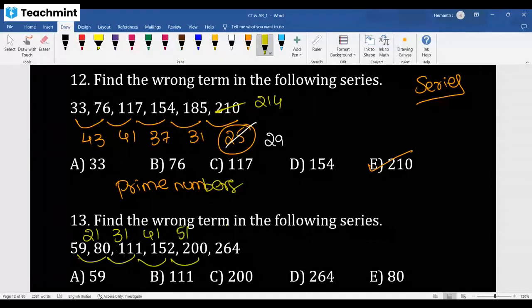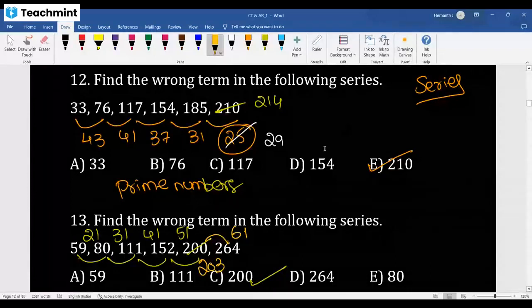So this should be 203. 200 should be replaced with the 203. Then difference 61 is okay. So differences 21, 31, 41, 51, 61. Observe this. Such a good question, right? Differences are nothing but 21, 31, 41, 51, and 61. So option C is the odd one out. So there is a number series, there is some wrong term. We're identifying that.